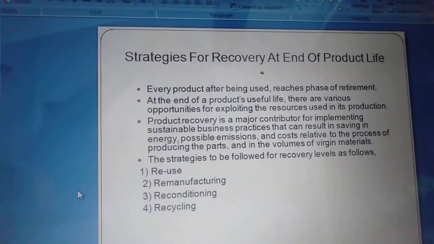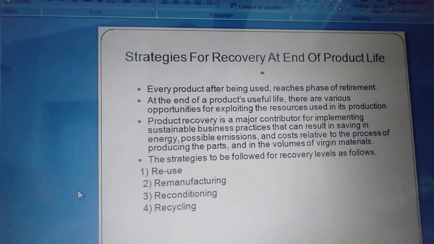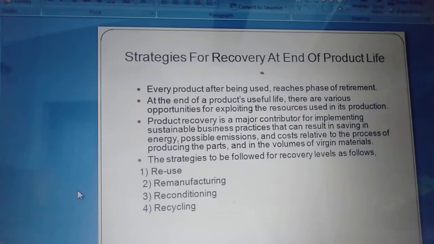So, already you know the design process, the different steps to be followed, but there is an end to every product. So it is very much clear that you have to take care over here. Every product after being used reaches the phase of retirement. At the end of the product's useful life, there are various opportunities for exploiting the resources used in production.